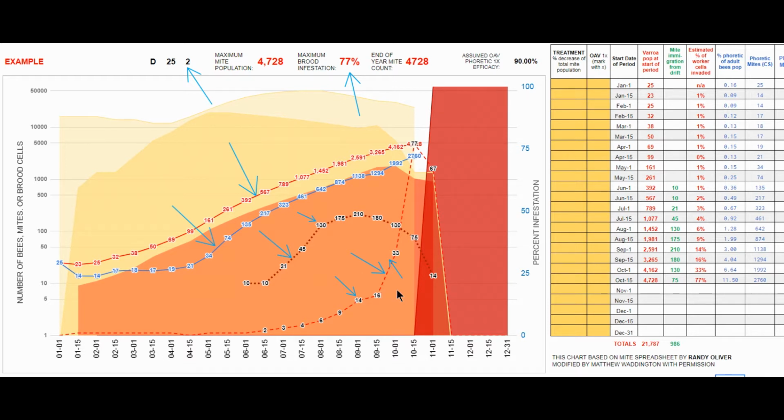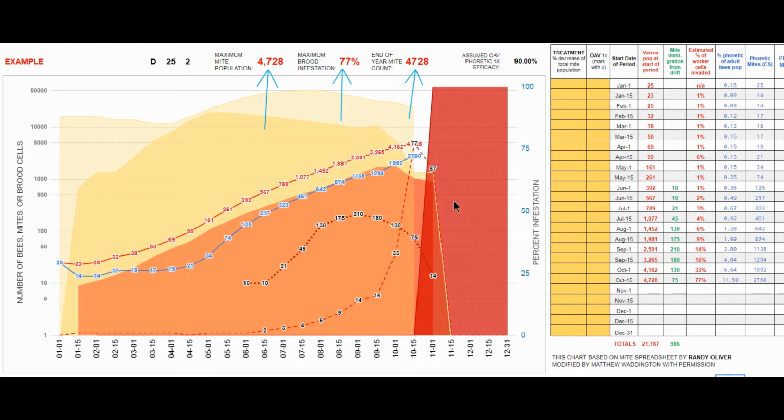Up on top, we'll see a couple things here, which I think are the most important things to consider. That is the maximum mite population that you'll see throughout the year. This is probably the most important one, which is the maximum brood infestation. And this is the end of your mite count. Maximum brood infestation very much relates to whether the hive crashes or not, and in particular in times such as the formation of winter bees, you want to keep it very low. So probably the most critical number, I think, of the three.